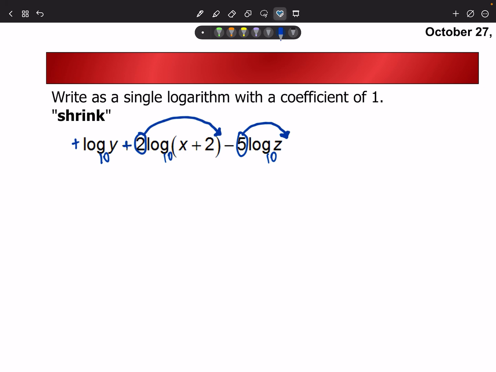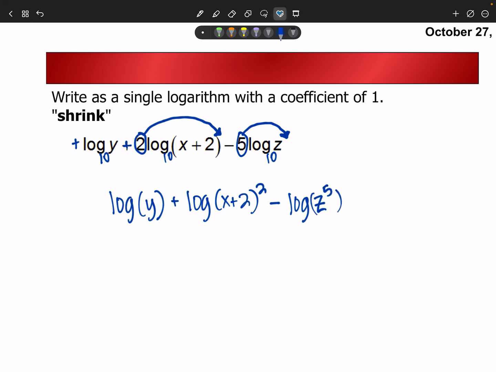So we're going to have log base 10 of y plus log base 10 of x plus 2 squared minus log base 10 of z to the 5th power.